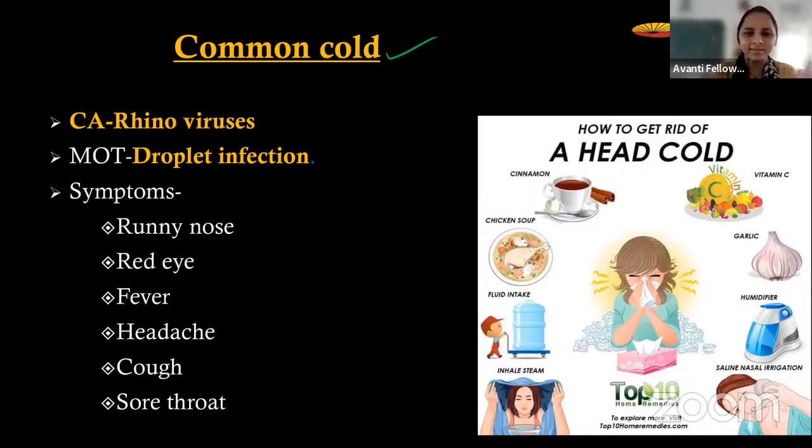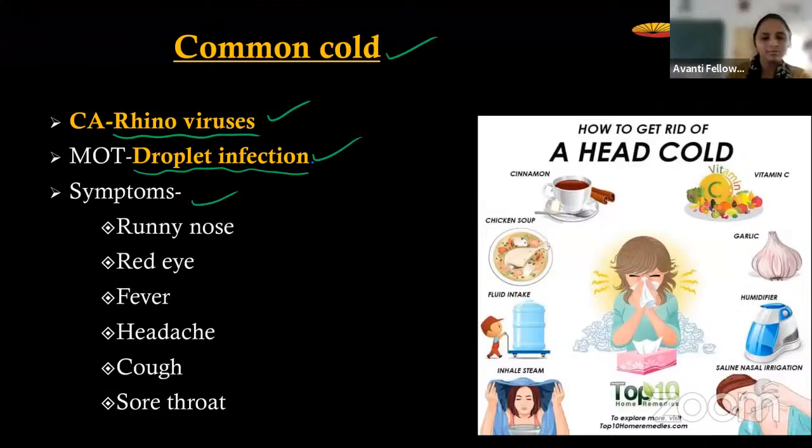So you know what the symptoms of the common cold are, right? But we don't know the causative agent. The causative agent is rhinovirus. We know how it is transmitted. If my friend has a cold today, I will get the cold after 2 days, right? Yes, it is spread through droplet infection, by sneezing or coughing.